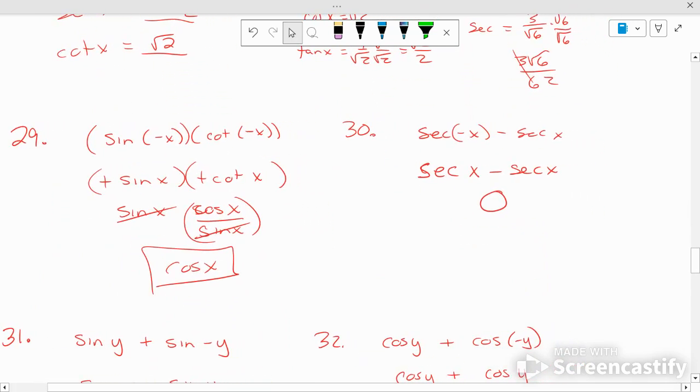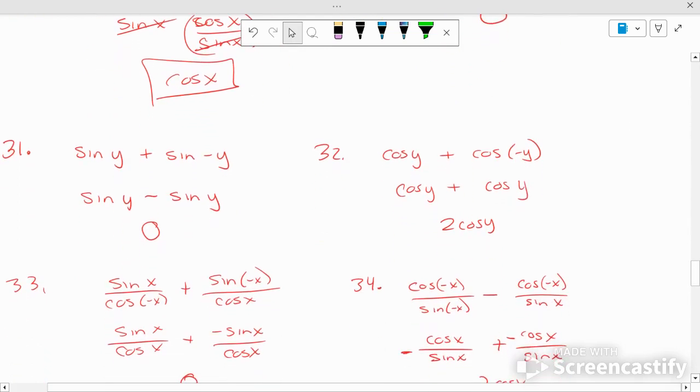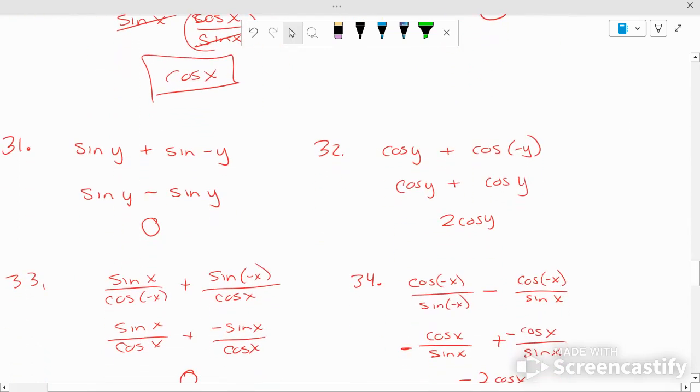29, change cotangent or both of these into negative times a negative, which is a positive. Change cotangent into cosine over sine, cancel cosine of x. 30, change the secant of negative x into the secant of x minus secant of x is 0. Here, sine of y plus the sine of negative y, which is the sine of y minus the sine of y, which is 0. Cosine of y plus cosine of negative y is cosine of y plus cosine of y, which is 2 cosine of y.